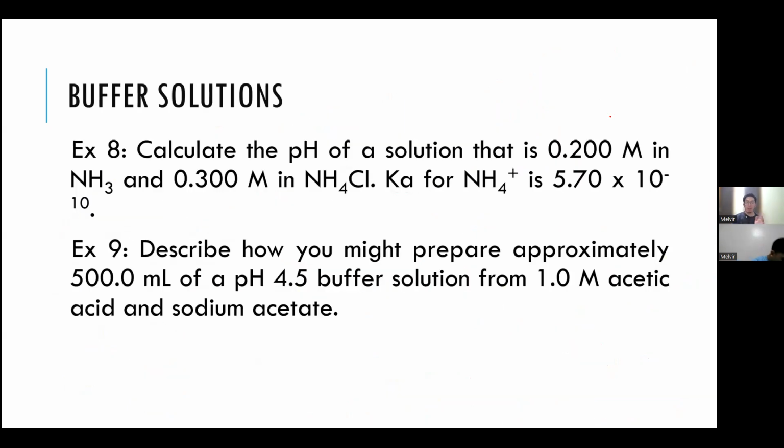So with that, ikaw ngayon yung magsasolve nito. Same problems naman ito, no? Sa number 8, take note mo, medyo kakaiba yan dahil ammonia yung binigay. Calculate the pH of a solution that is 0.2 molar in ammonia and 0.3 molar in ammonium chloride. No? So the Ka for ammonium ion is 5.7 times 10 to the negative 10.